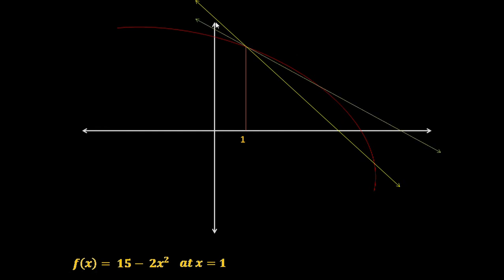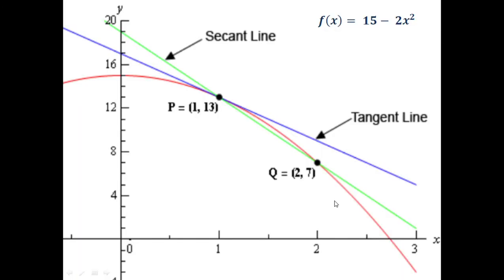So here you could see this yellow line is also passing through x equals 1. This green line is also passing through x equals 1. And here this blue line, that is the tangent, is also passing through x equals 1. Now the question is how to find out the slope of this tangent where only one point has been given. Now let us have a close look here.